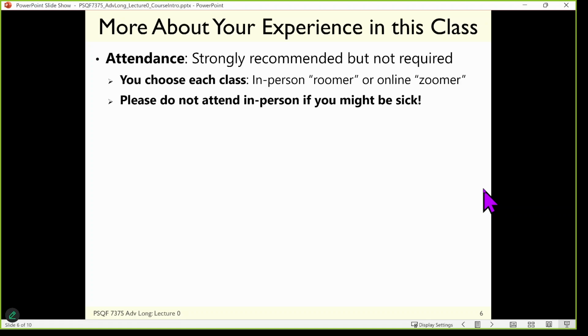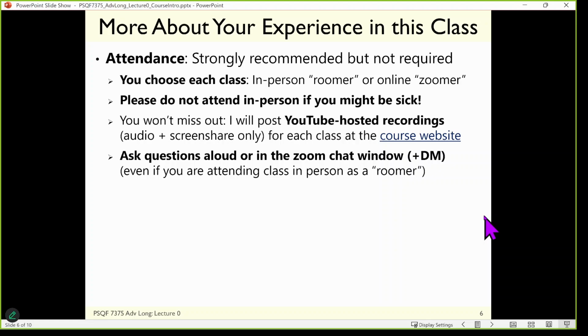Attendance, strongly encouraged. I don't want to say required, but just strongly encouraged. If you're able to come, please come. It's more fun for all of us. The more folks who are here, the more lively a discussion that we can have. If you wanted to come on Zoom instead of in the room for whatever reason, that's still fine with me. If you're sick, please don't come in person. None of us wants to get sick. It's bad enough being cold as it is.